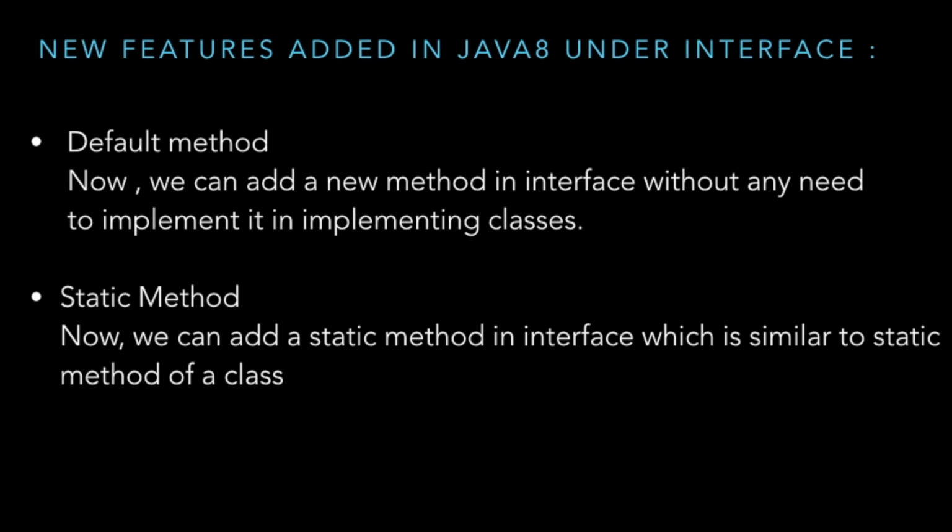Now you can add a method with its implementation into the interface, and all the classes that are implementing that interface need not write that method. It means all the classes which implement this interface do not need to implement the method which is set as a default method in your interface. And the second one is the static method. Before, we were not able to define a static method in the interface, but now you can define a static method in your interface as well.